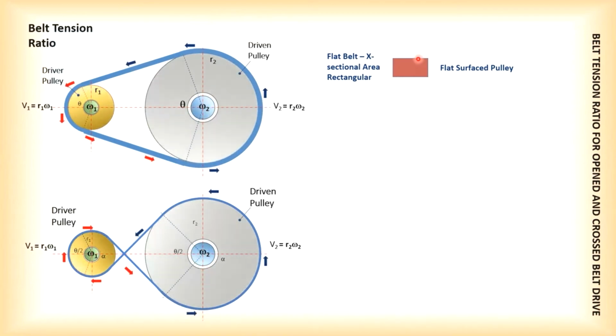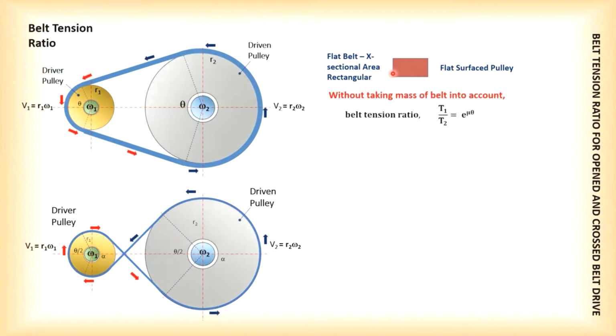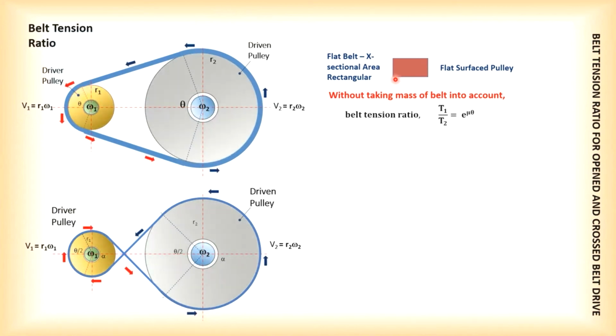Now, a flat belt always comes with a flat surface pulley without any groove on the surface of the pulley. But of course, you can also use a V groove for a flat belt. Usually a flat belt is used with a flat surface pulley, but the slippage is very high. It also depends on the surface in contact between the belt and the pulley.